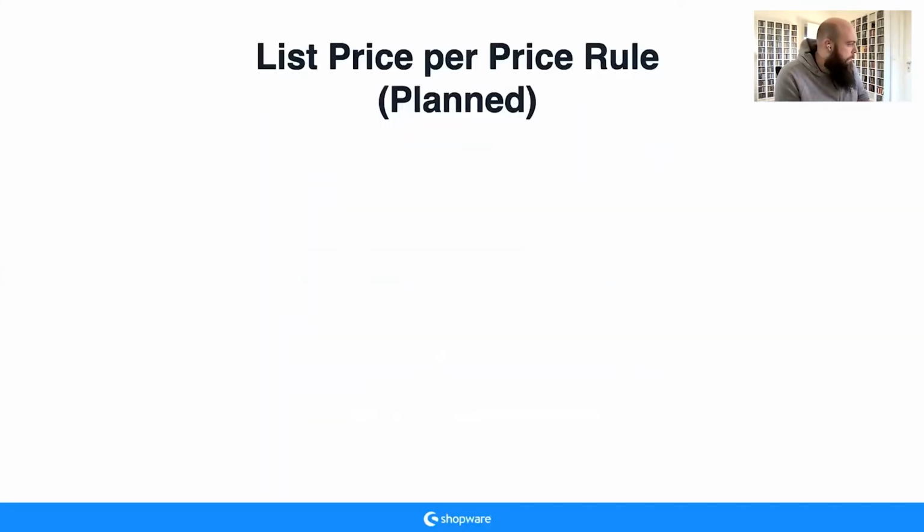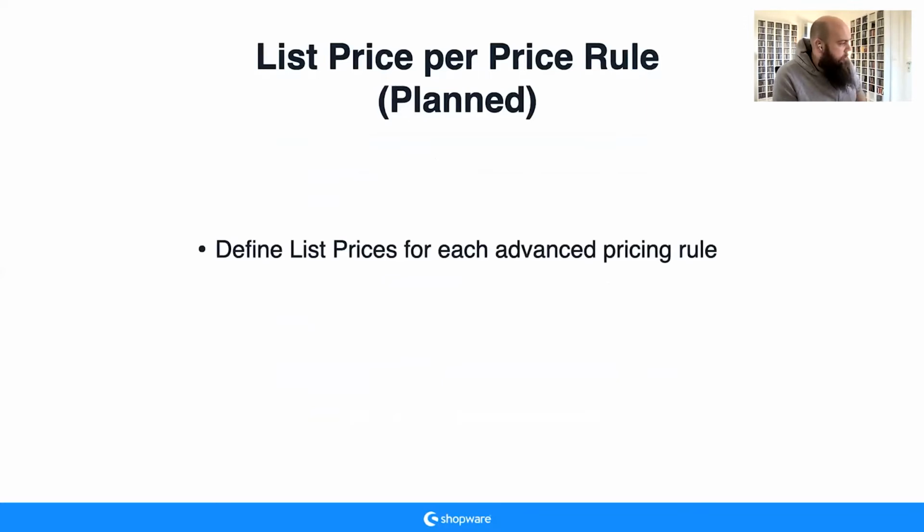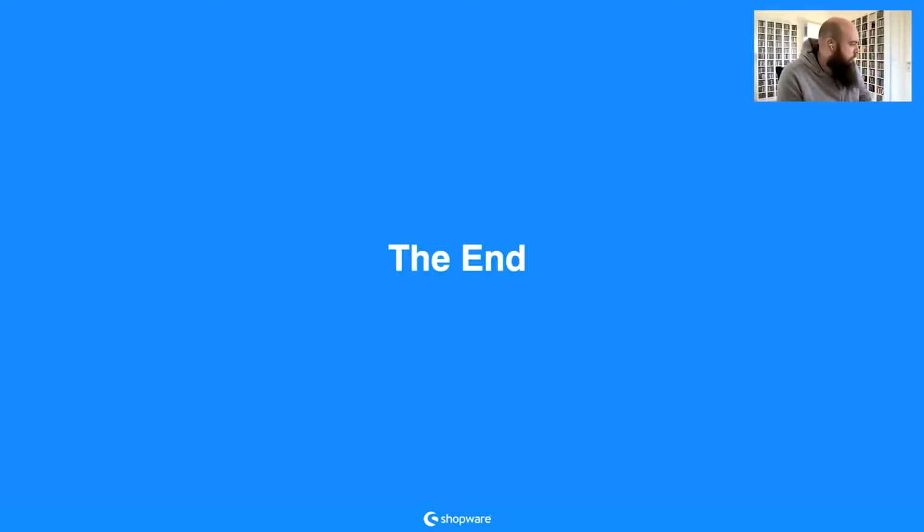The last one is list prices per rule. We are planning to make it possible to define list prices for each advanced pricing rule. So if you have a bigger shop with a lot of prices and a lot of sales channels, it will be possible to have different list prices for different sales channels and so on.